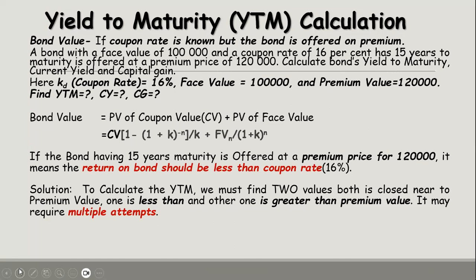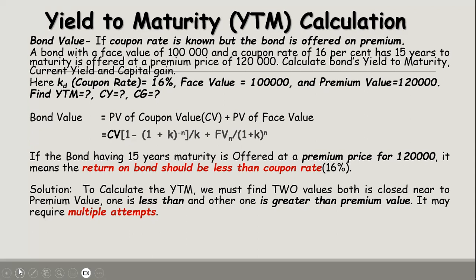A bond with a face value of 100,000 and a coupon rate of 16%, having 15 years to maturity, is offered at a premium price of 120,000. Calculate the bond's yield to maturity, current yield, and capital gain yield. Coupon rate is 16%, face value is 100,000, premium value is 120,000. Here we have to find yield to maturity, current yield, and the capital gain yield.